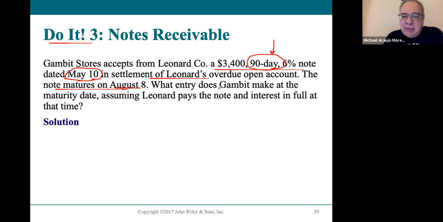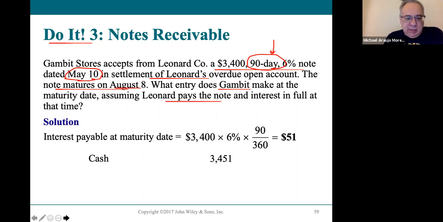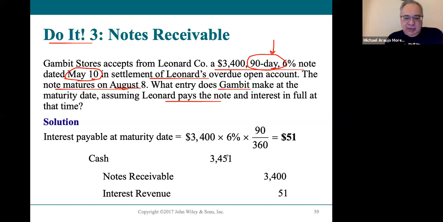So what's the entry that Gambit's going to make in its books when Leonard pays that in full? Well, they're going to collect $3,451 in cash. $3,400 is the note. $51 is the interest revenue. Okay, and that's what's going to happen. That's how they're going to record it. So was that interesting?